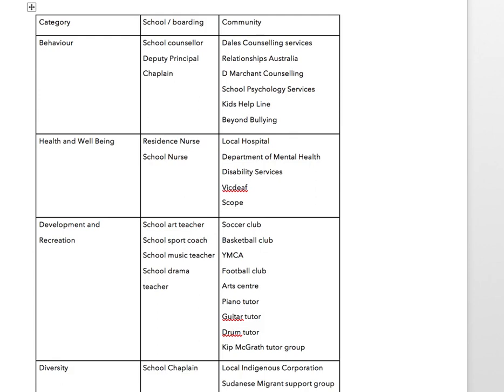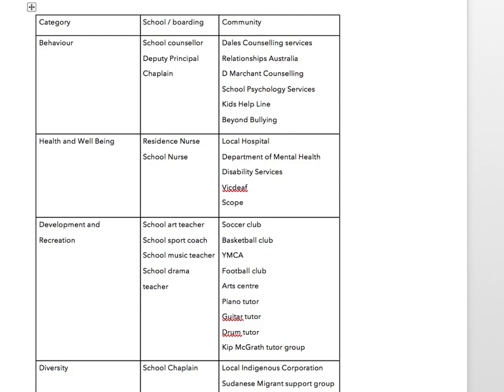So against behaviour, within the school boarding context, Mitford have got the school counsellor, the deputy principal and the chaplain. In the local community outside the boarding school, they've got the Dales Counselling Services, Relationships Australia, Marchant Counselling, School Psychology Services, Kids Helpline and Beyond Bullying. So that's their network for behaviour. Then health and well-being. They've got the residence nurse, the school nurse, and the local hospital. This is for outside of their school community. They've got the Department of Mental Health, Disability Services, Vic Deaf and Scope, and so on. You can see how these work.